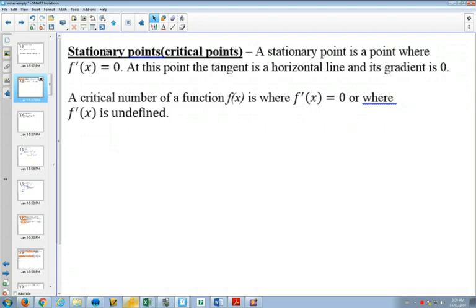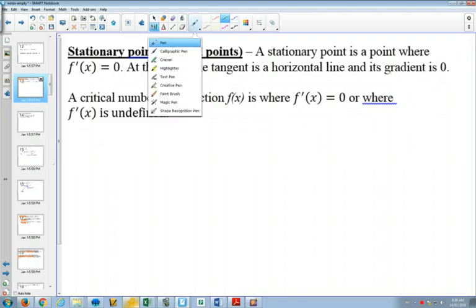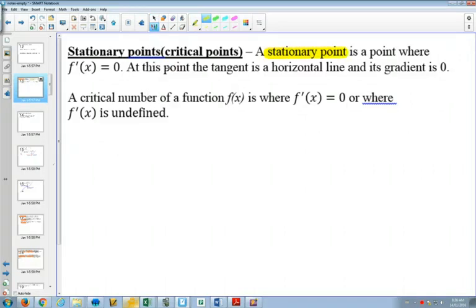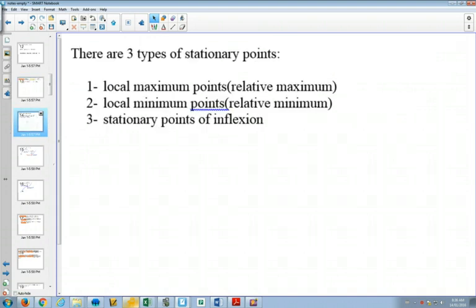So here's our definition of a stationary point. And here is our definition of a critical number or a critical point. We also saw in one of our examples that we had some non-permissible values. So we call a critical point either a stationary point where the derivative is equal to 0 or where our function is undefined, because things can change at those points as well. So we're going to look at where a graph has asymptotes.